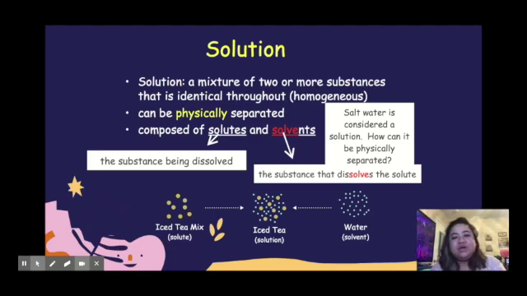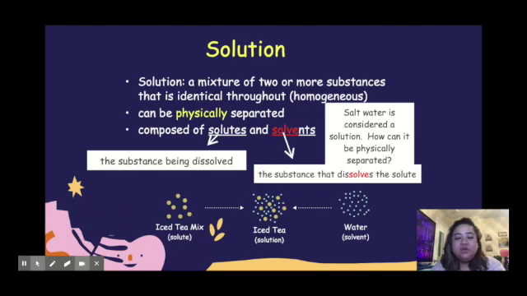So now, another characteristic of solution is that it is composed of solutes and solvent. This is very important. Solute is the one that is being dissolved, okay? While solvent, this is the one that is used to dissolve.